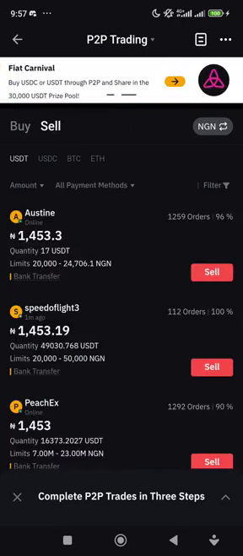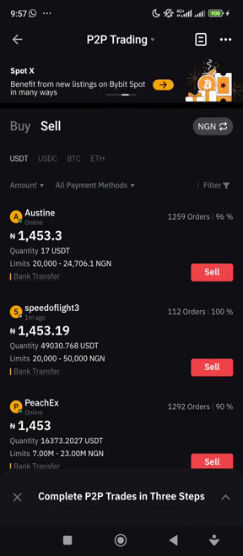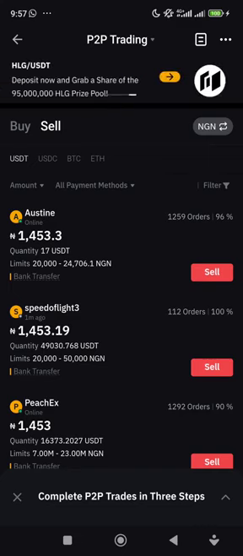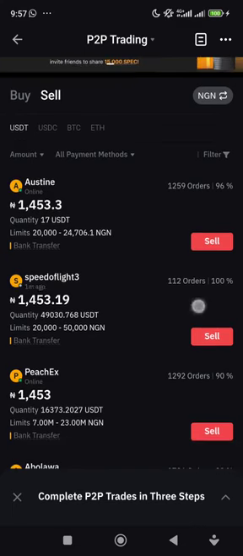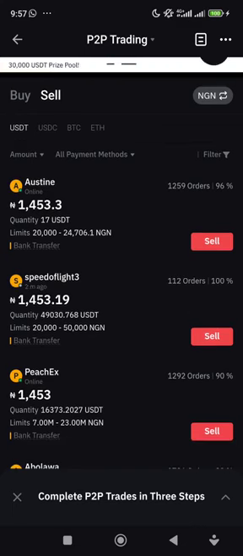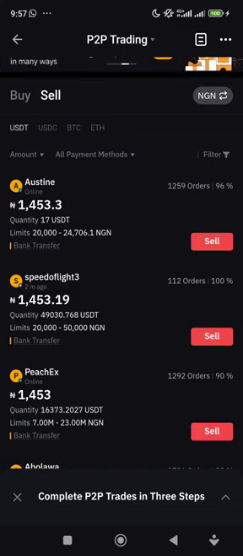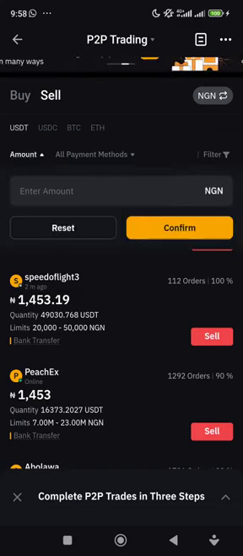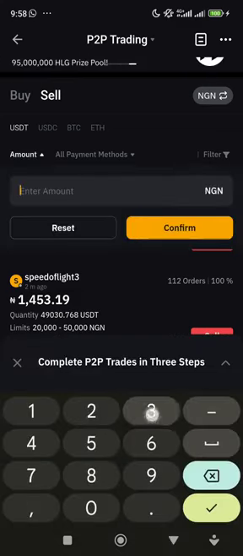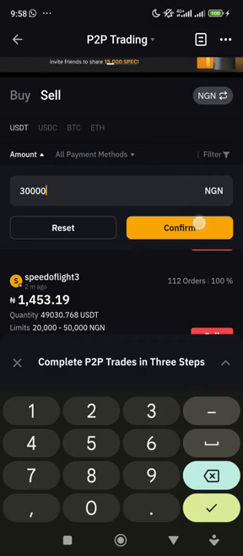After you click on sell, the first thing you want to note is the amount of transfer, like the order method, like the total orders that person has. I'm not going with that person that has 121 orders. This one is too low for me. So the amount I want to sell, imagine that $1 is now 1,000 naira. I want to sell like 30,000 naira right now.